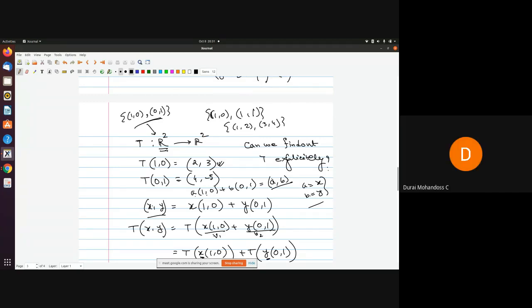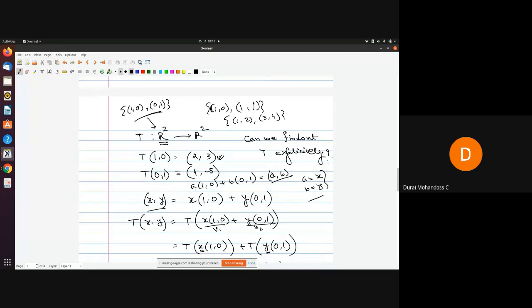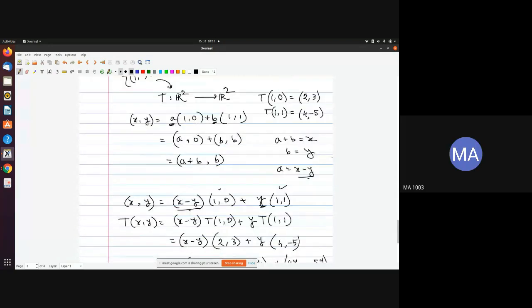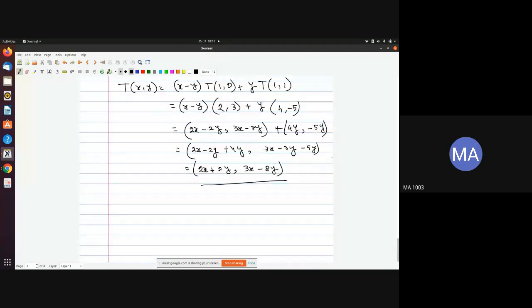Understood what we are doing here? From this definition, if we know the image of the basis element, we know the transformation explicitly. That is the outcome of this discussion, right? Is this clear to everyone? Yes, sir. Great. So this is one thing.